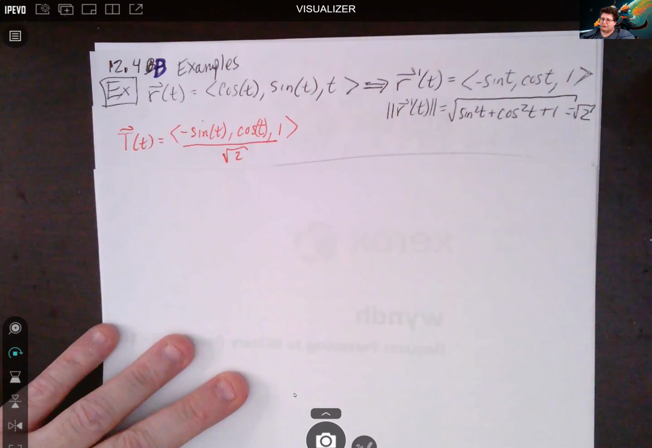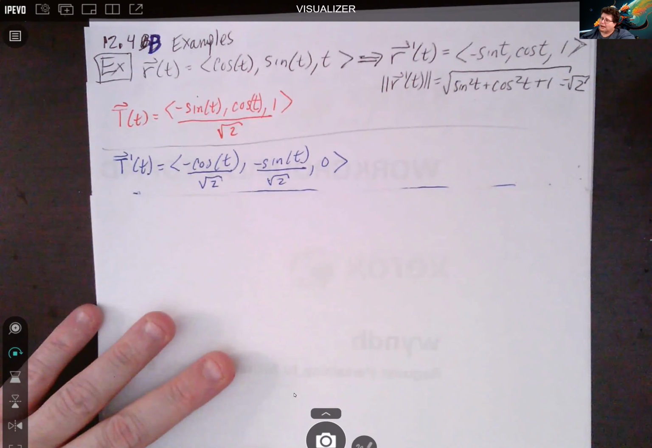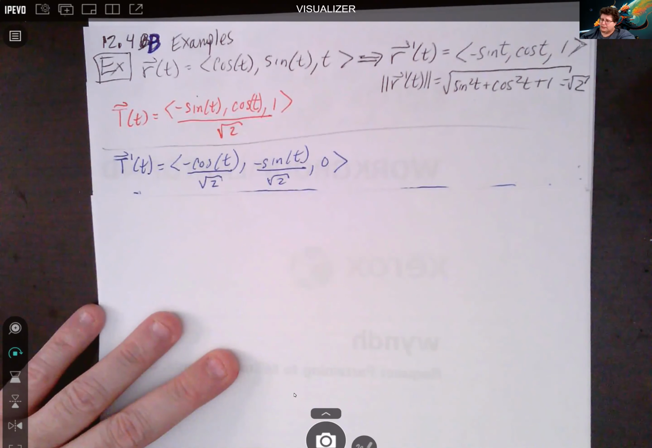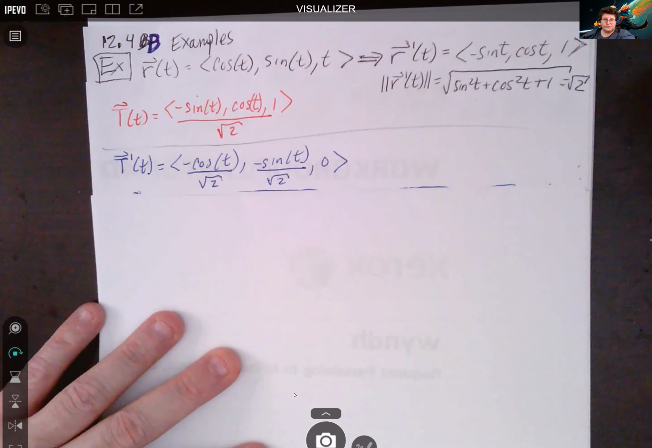We can put the root 2 under each component individually, or we can pull it out front. From here, we need to calculate the first derivative of the tangent vector. So sine goes to cosine. I've got negative cosine over the square root of 2. The cosine goes to negative sine. So for the y component, we have negative sine over the square root of 2, and 0 for our final value, since 1 over root 2 has derivative 0.